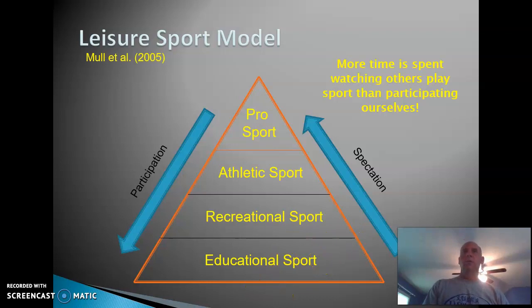So again, what are we focused on? You have to think about your audience and what you're trying to accomplish with that audience, with those participants, and how you fit in these models. A lot of times we try to, like I said, throw those kids right into that performance level, that athletic sport level, and that's not where they're at. They're in the educational or the recreational realm. And that's why so many kids get run off of sport, is because we push them up there too fast. Okay.